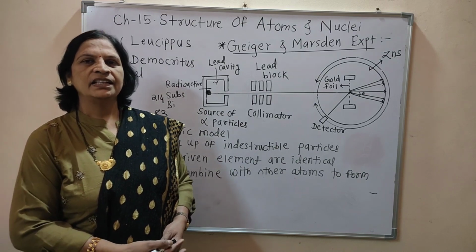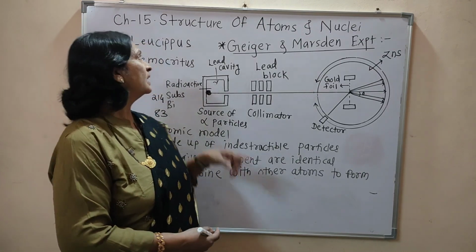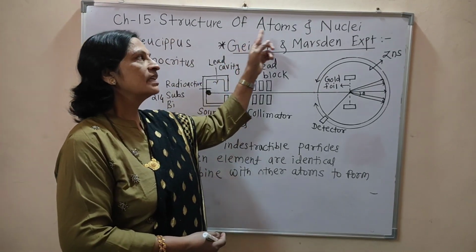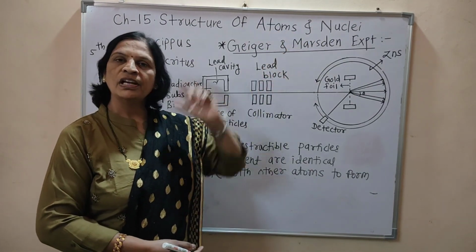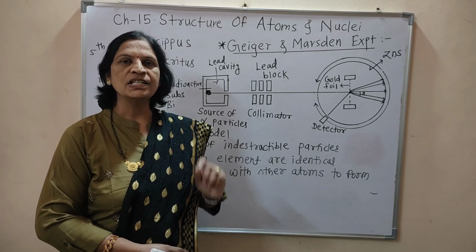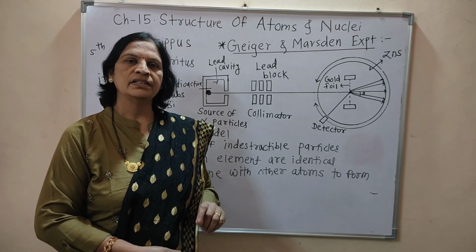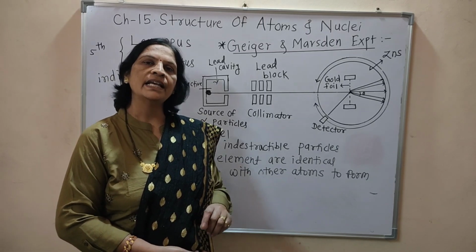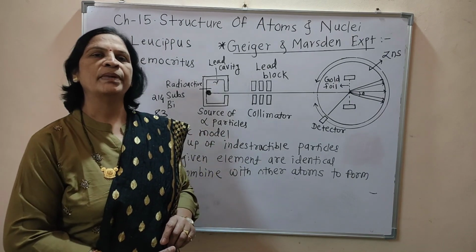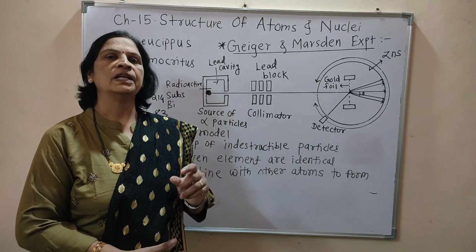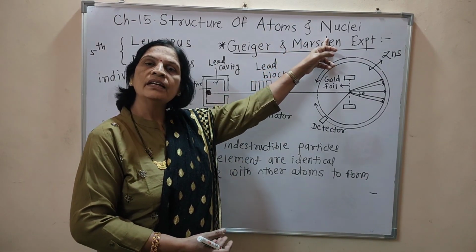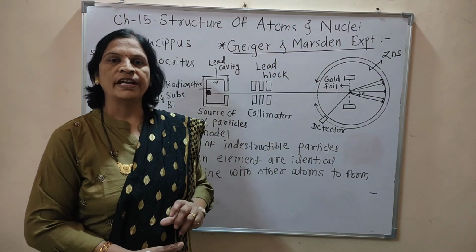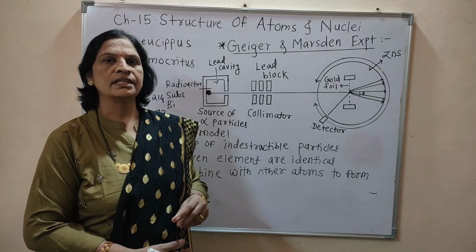Today we will start a new chapter, Structure of Atoms and Nuclei. What is an atom? The smallest particle of matter is called an atom. We know that solid, liquid and gases are the three states of matter, and the smallest particle of that matter is called an atom. And what is a nucleus? The central core of an atom is called the nucleus.